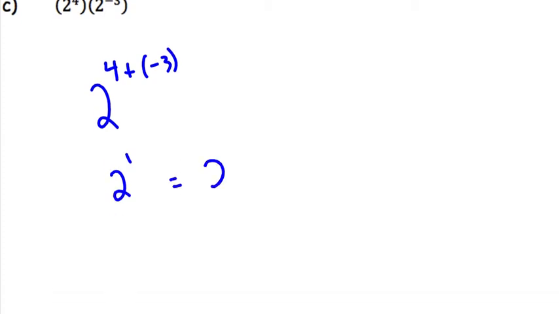All right, let's go through this one together. So again, I'm not multiplying 2 times 2. I recopy the base and I add the powers, 4 plus negative 3. Remember, 4 plus a negative 3 is the same thing as 4 minus 3, so that's just to the first power. 2 to the first power is just 2.